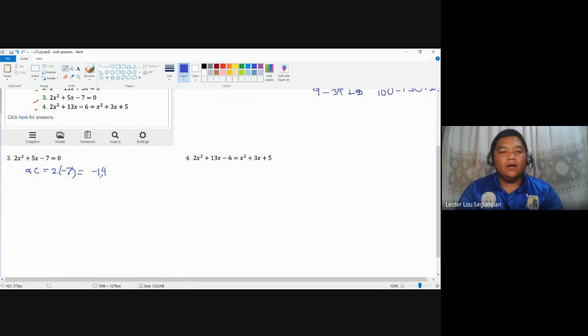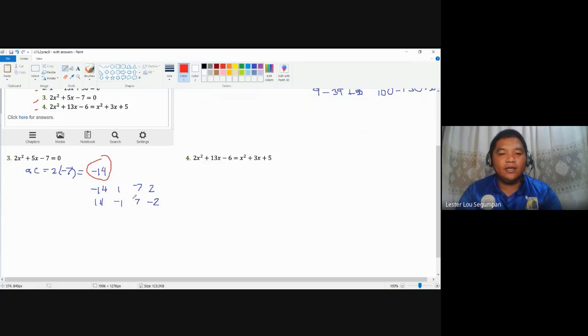Factors of negative 14, which will result to positive 5 when added. You will have negative 14 and then 1 when added, that's negative 13. It's not 4 and negative 1, that's positive 13. It's not. The other factors are negative 7 and then 2, but it will become negative 5. So the other pair of factors of negative 14 is 7 and negative 2, because 7 times negative 2 will result to negative 14, and 7 minus 2 is 5.